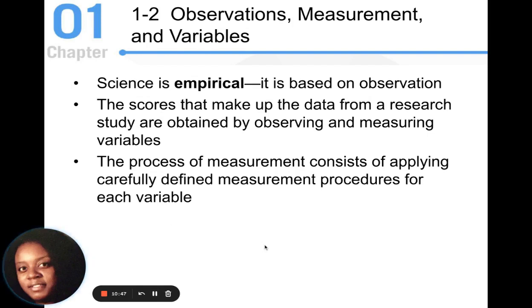Okay, let's move on to the next set of vocabulary terms, and that is observations, measurements, and variables. So first off, when we think of science and psychology, we have to realize that it's empirical. It's based on observation. The scores that make up the data from a research study are obtained by observing and measuring variables. The process of measurement is going to consist of applying carefully defined measurement procedures for each variable.